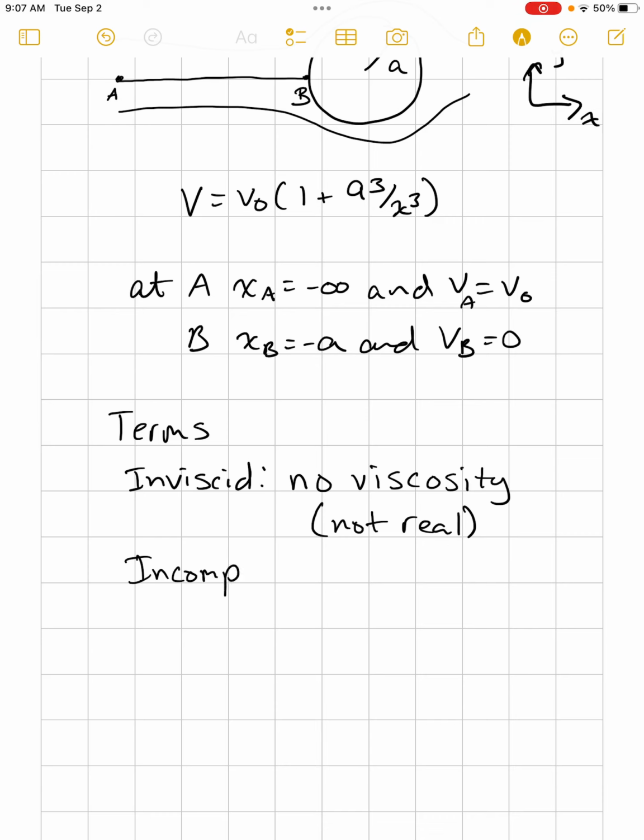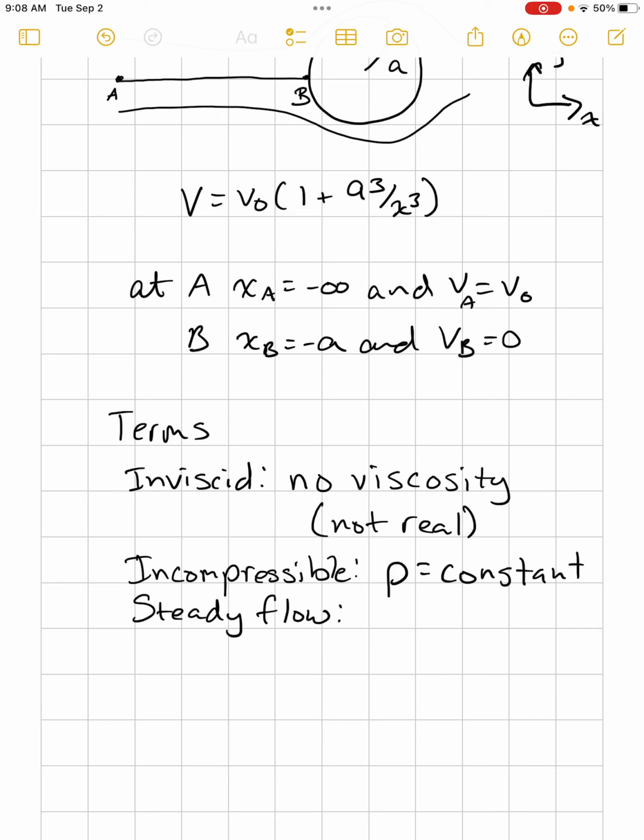Incompressible. Hopefully you're familiar with this term. But basically, if the flow is incompressible, that means that our density stays constant throughout the flow. Okay? A steady flow. This actually has a meaning.